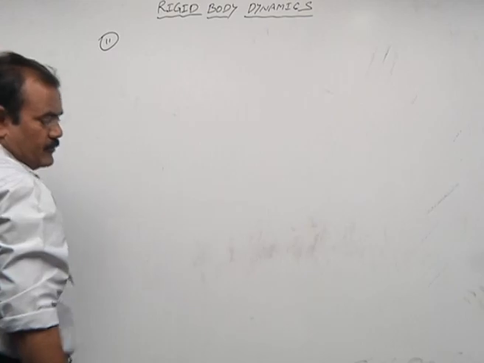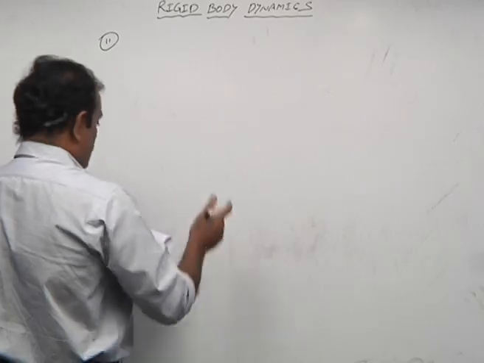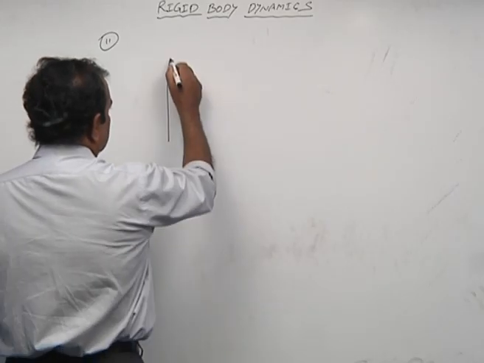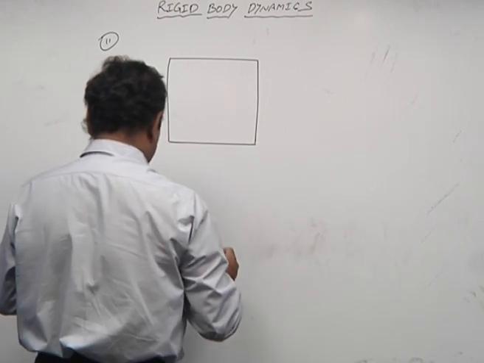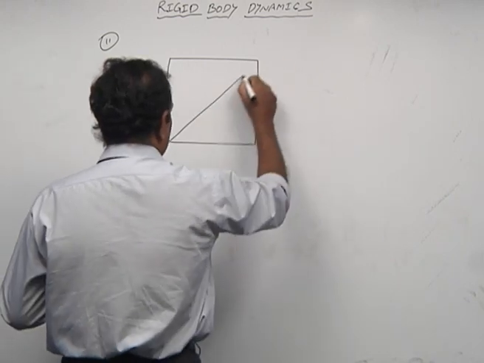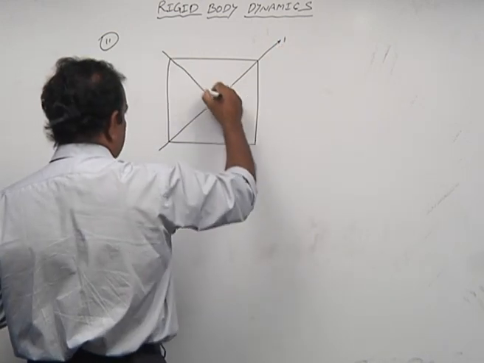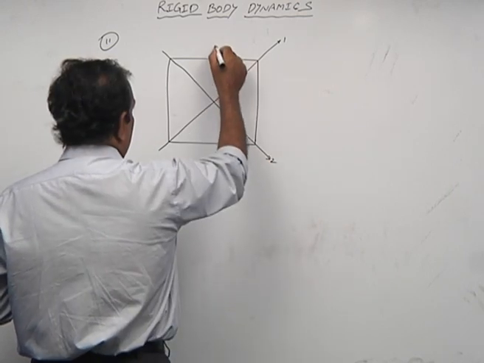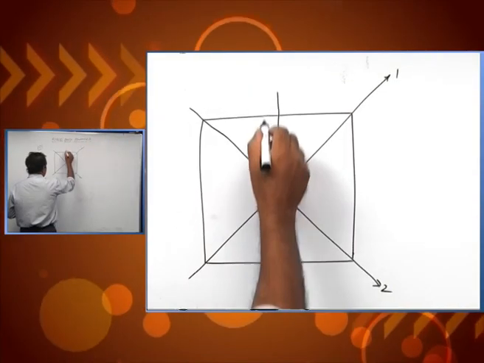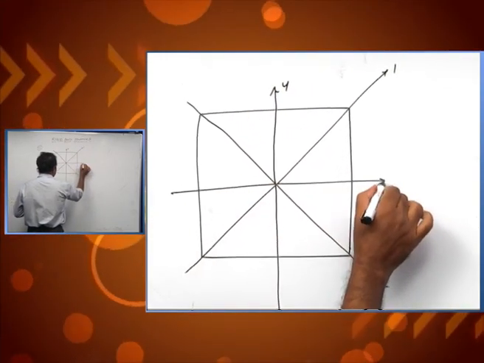Now it is the 11th problem. You are given some diagram like this. The rotational axes are given, 1, 2, 3, 4. One is along the diagonal, and the second is this one. Here it is the fourth, and this is taken as the third.